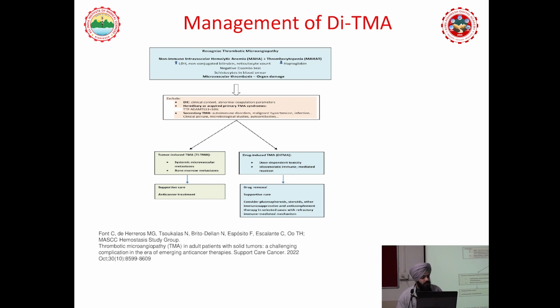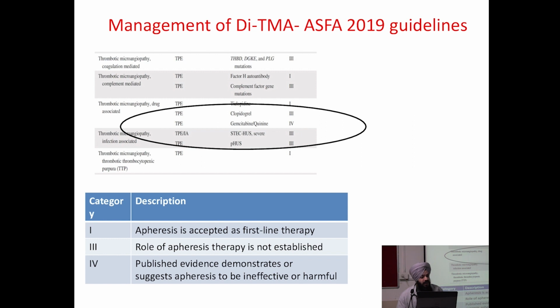Should we consider PLEX, steroids, or other modalities of treatment available? Now, management of DI-TMA as per the American Society for Apheresis 2019 guidelines clearly suggests that in category 1, for ticlopidine, plasma exchange is accepted as a first-line therapy. And for drugs like clopidogrel, it is accepted as category 3, in which the role of plasma exchange is not yet established. But for drugs like quinine, which is the most common cause of drug-induced TMA, and gemcitabine, the second most common cause, there is published evidence which suggests plasma exchange can be ineffective or harmful.